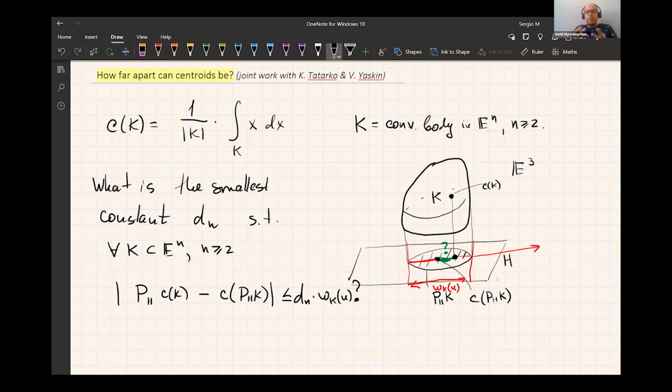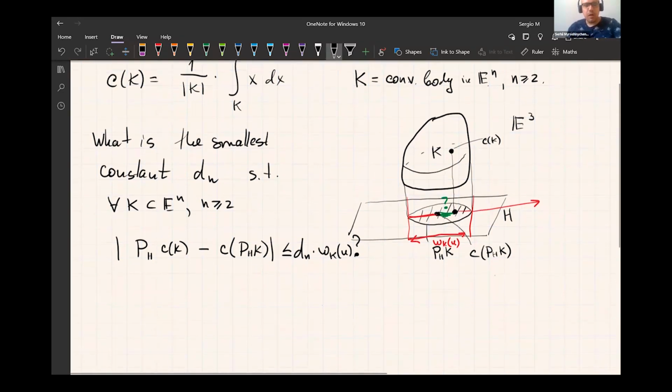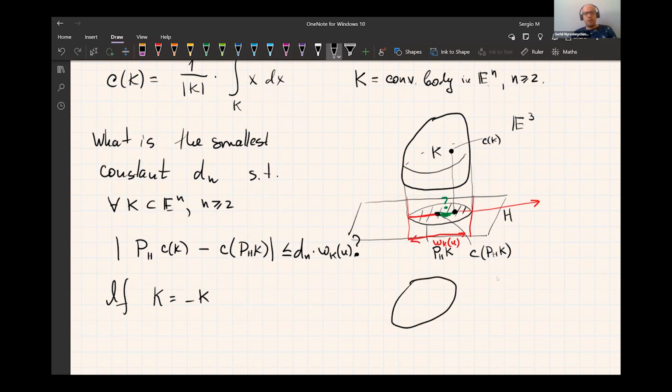A simple observation is that if your convex body is centrally symmetric, as we heard in Dima's talk, such bodies are very common. There is a point inside such that if you take a point on the boundary and reflect it, it will be on the boundary as well. So K is equal to negative K. Then the distance in question is 0, because simply the projection of the centroid and the centroid of the projection end up at the same point.